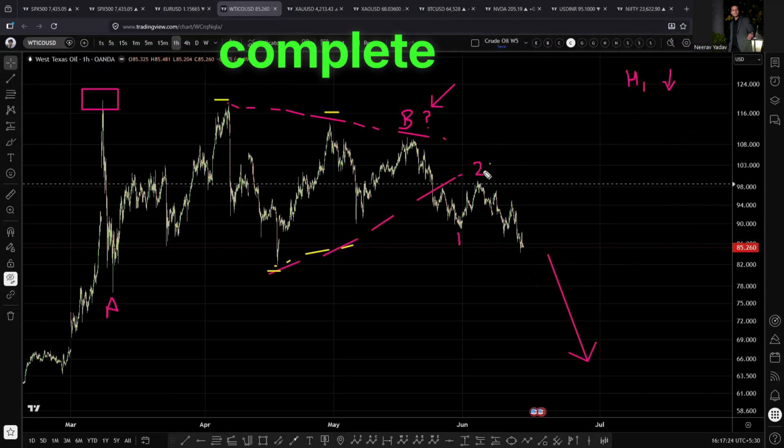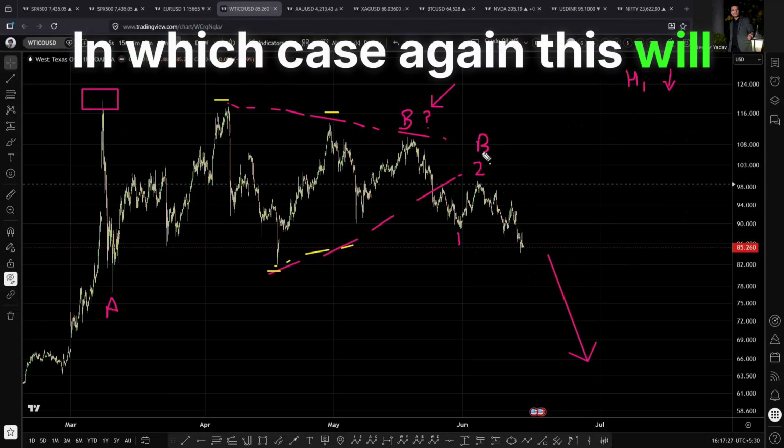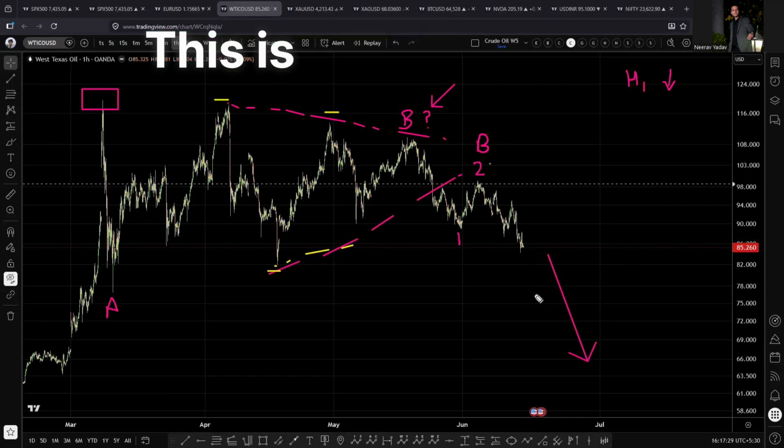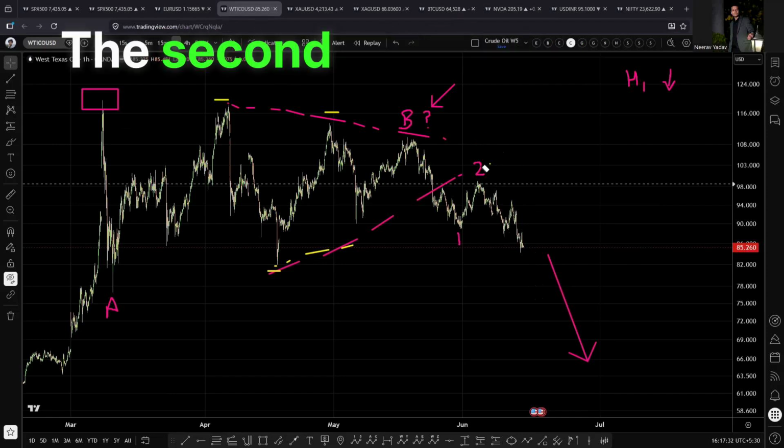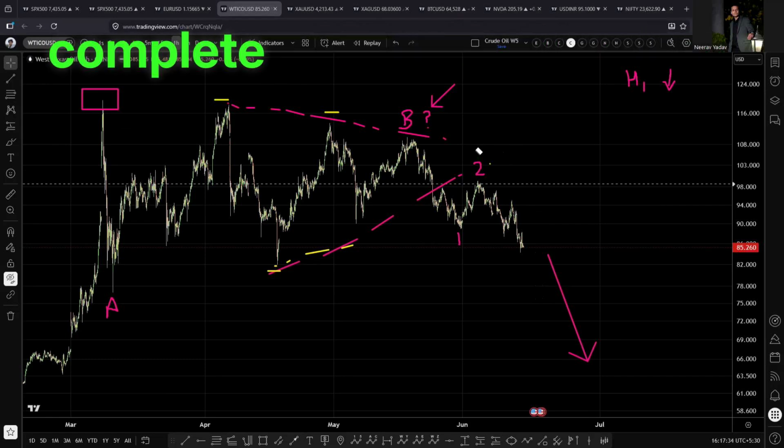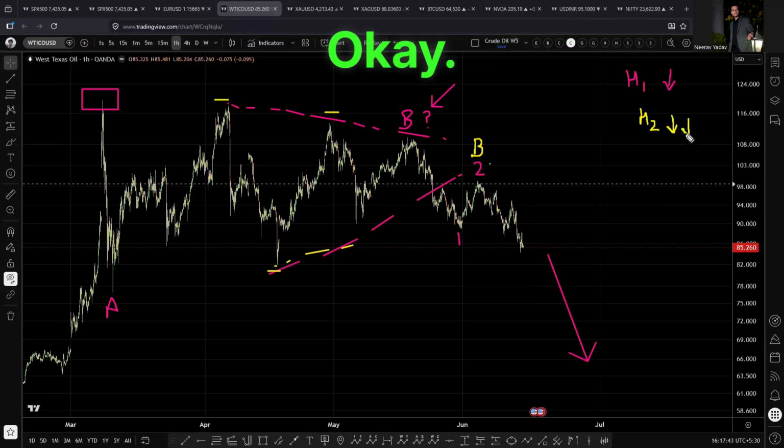Second take is that the B is complete here, in which case again this will be a 1, 2, 3. This is even stronger. The second bias that the B is complete over here is an even stronger bearish count, much stronger than the last one.